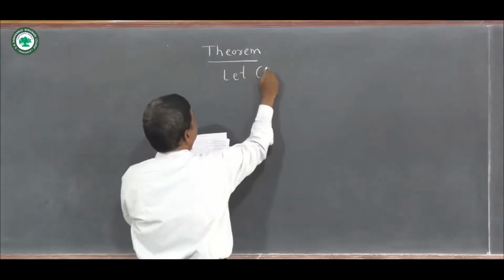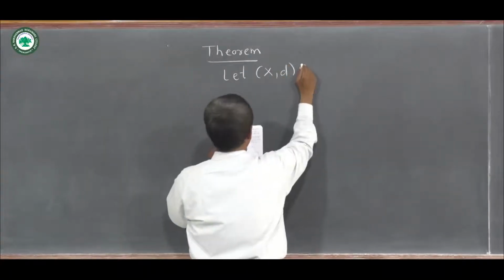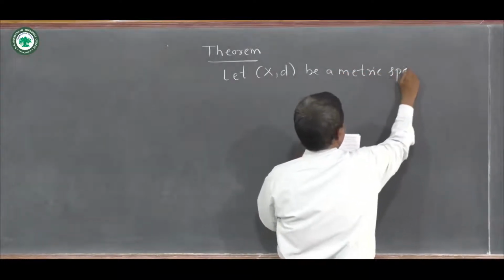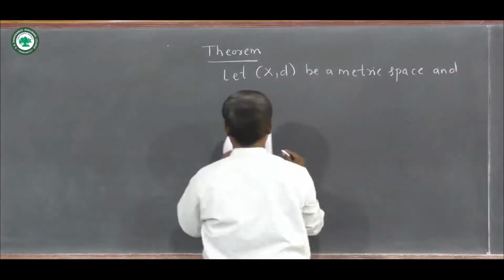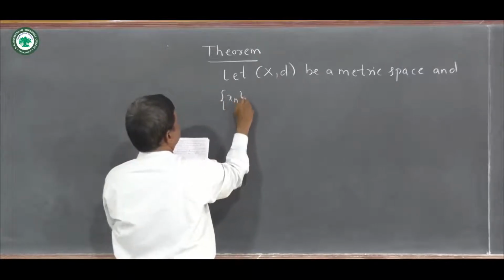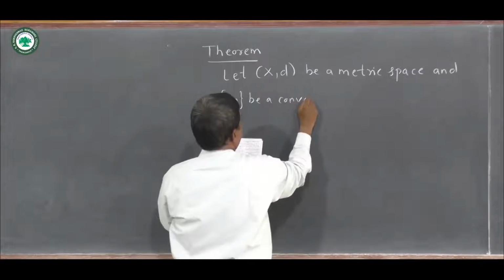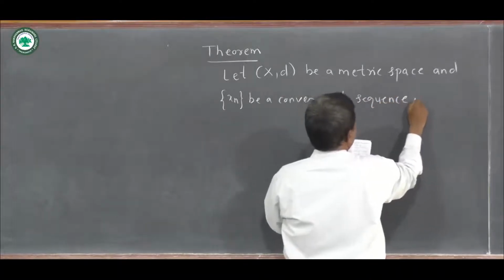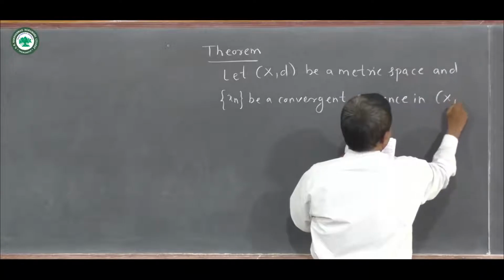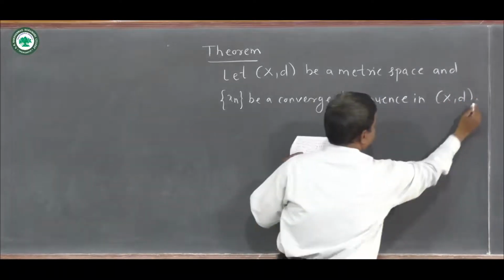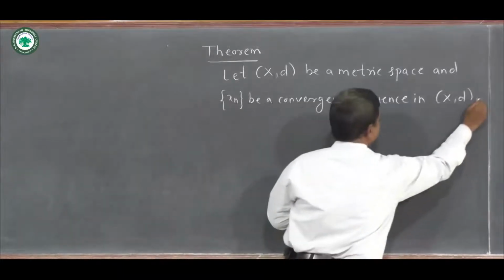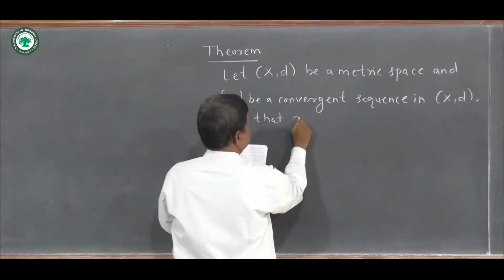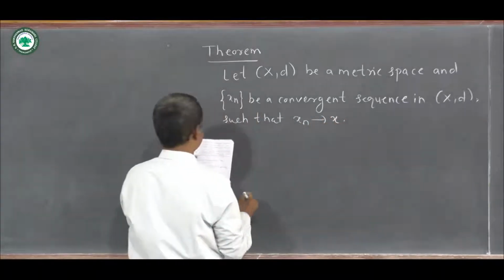Let (X, d) be a metric space and (xn) be a convergent sequence in the metric space (X, d) such that xn converges to x here.